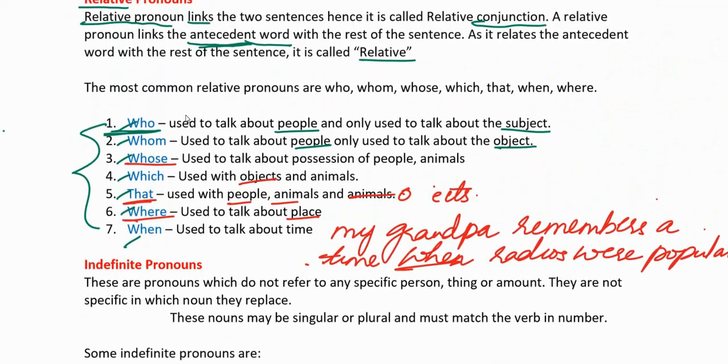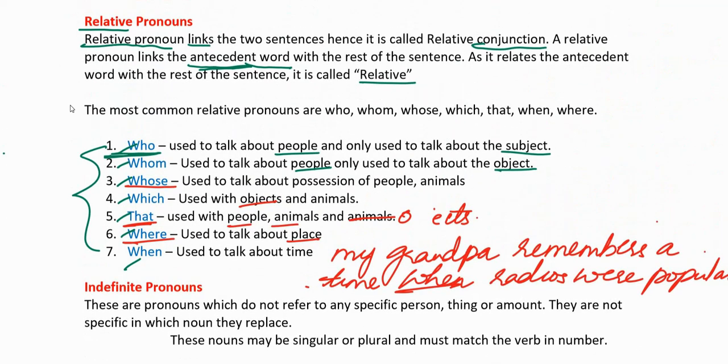I hope you have understood all the relative pronouns. Let us quickly recall each of the relative pronouns. Who is used to talk about people, and it is used to talk about subjects and not objects. Whom is used to talk about people, but it is used to talk only about objects. Whose is used to talk about the possession of people or animals. Which is used with objects as well as animals. Never use which with people. That is more general. It can be used with people, animals as well as objects. Where is used to talk about place, and when is used to talk about time.